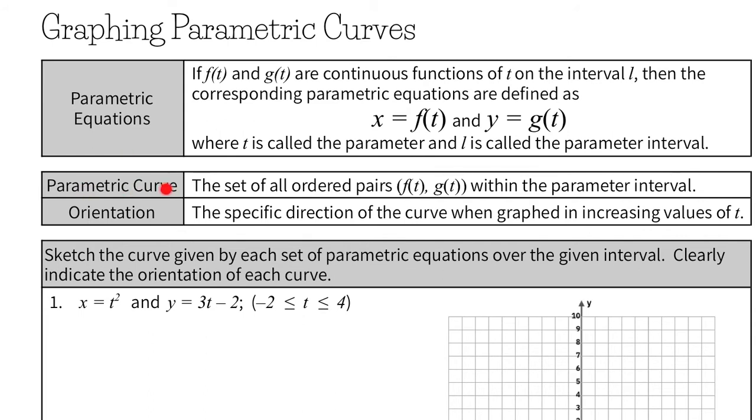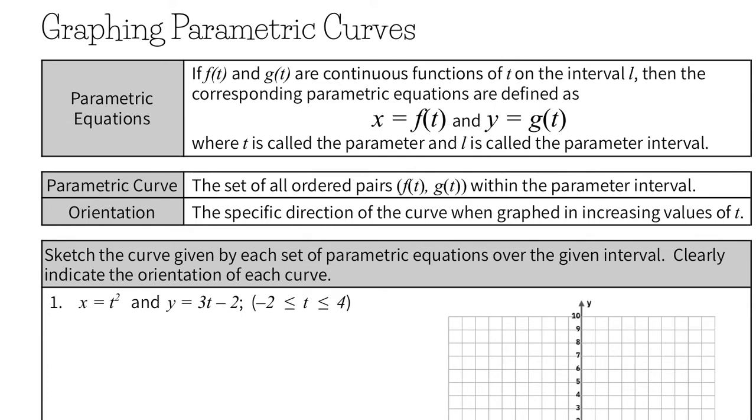The parametric curve is the set of all ordered pairs within the parameter interval. So if x is f of t and y is g of t, instead of having x comma y, we're going to have f of t comma g of t. And all the points between the interval are going to make up our curve.